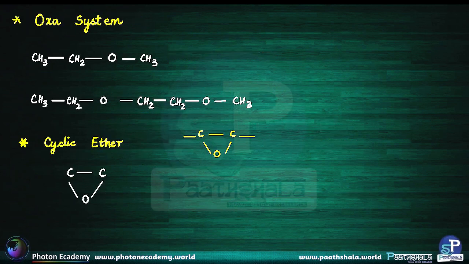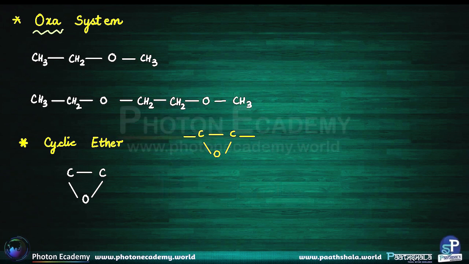So here we have the oxa system, and here how do we name the compound? So here we treat the oxygen as a carbon atom and we have to give it the least locant number. So from the right hand side, if we begin 1, 2, 3, and 4, we have given the least number to the oxygen present and therefore we call it 2-oxabutane.